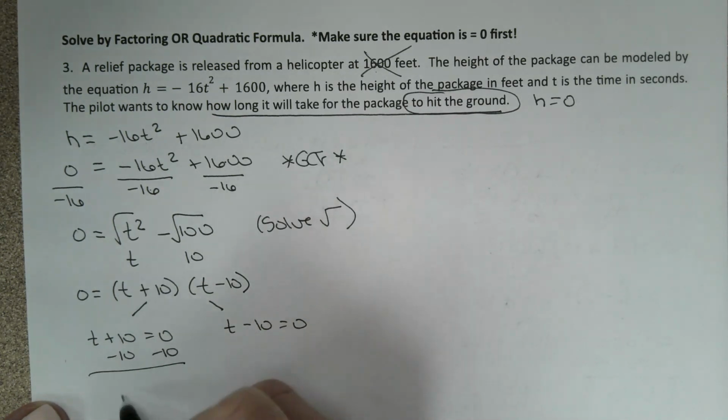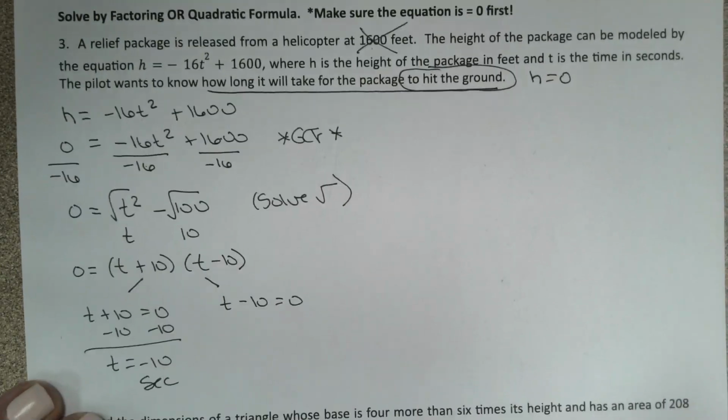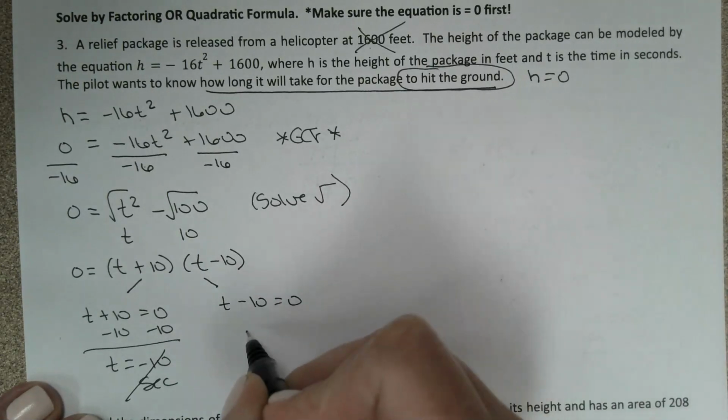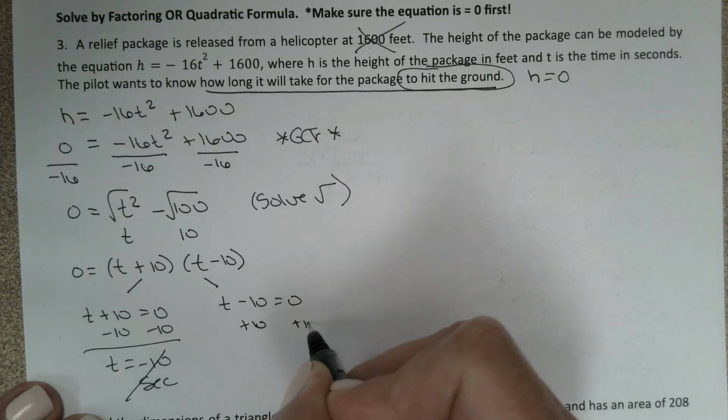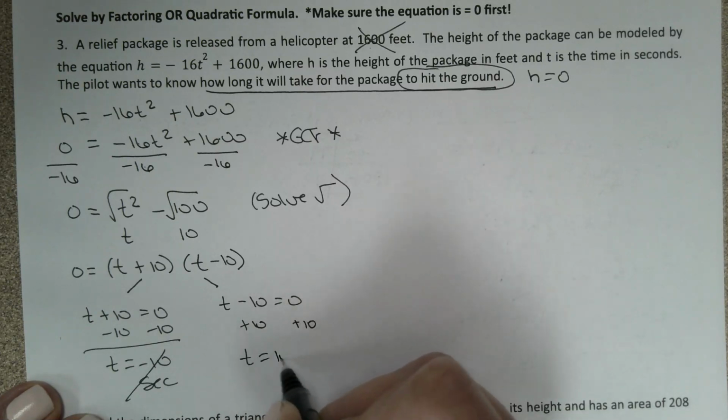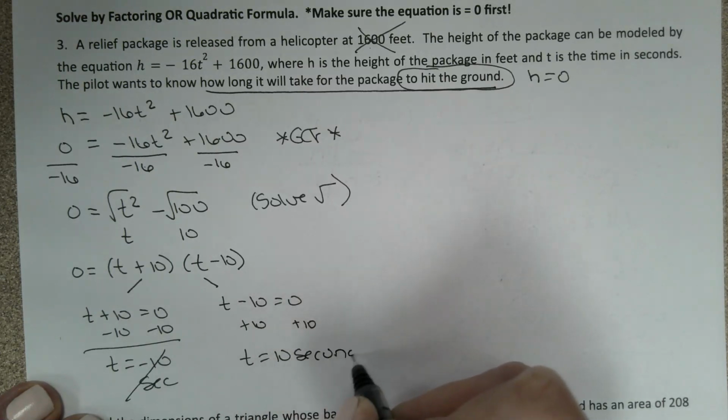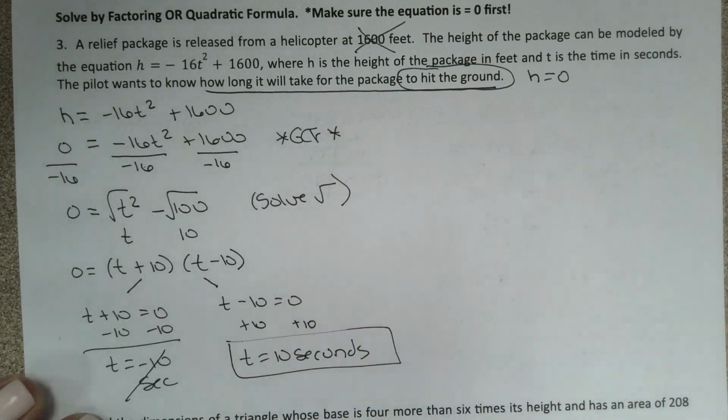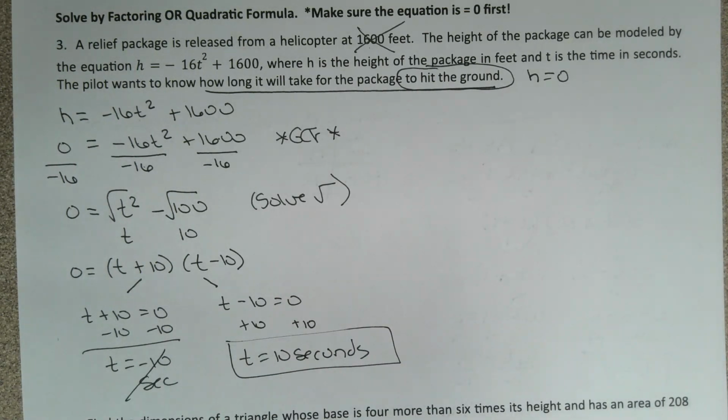I'm going to subtract 10 from both sides. T equals negative 10 seconds. Nope, that's not reasonable. Add the 10 to the other side. T equals 10 seconds. That is a good, reasonable answer.